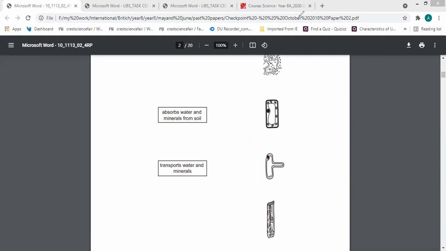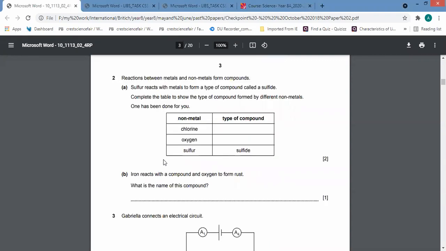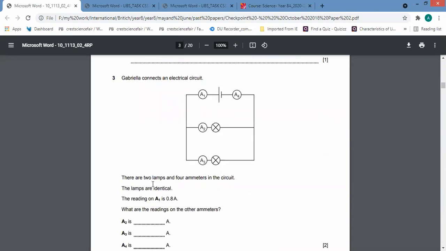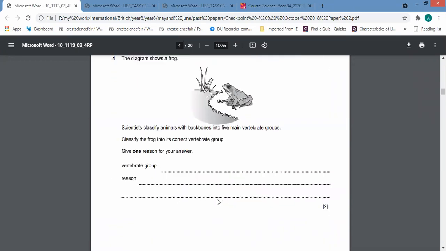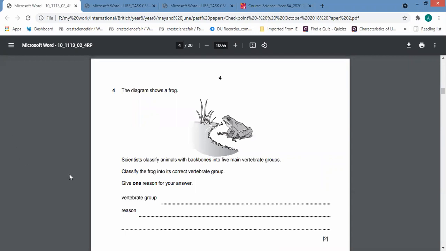Yes. Okay. Next question. Yes, this one. The diagram shows a frog. Scientists classify animals with backbones into 5 main vertebrate groups. Classify the frog into its correct vertebrate group. Give one reason for your answer.